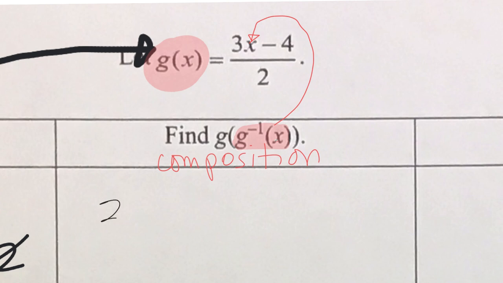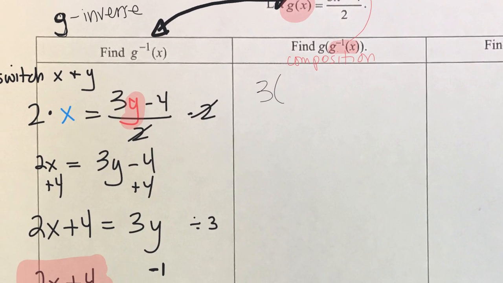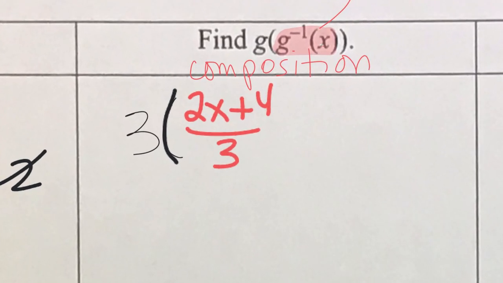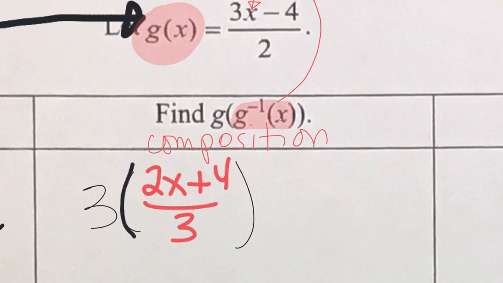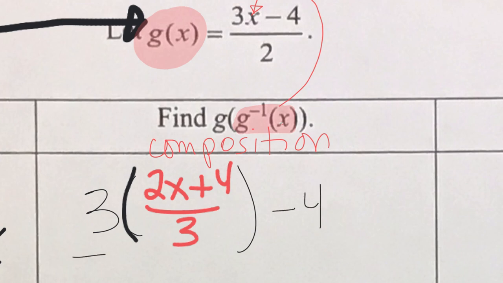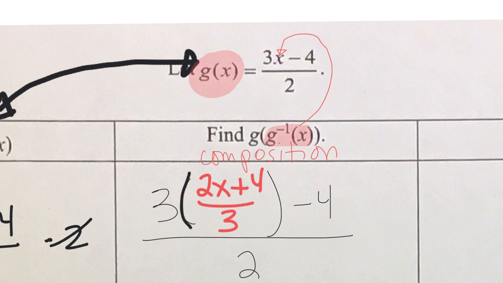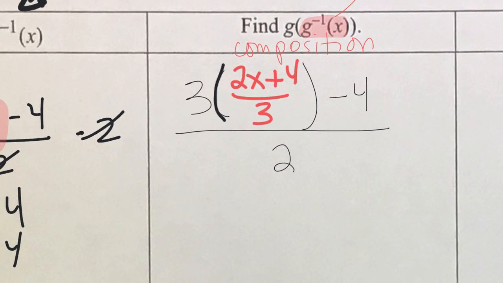So we have 3 times, oh my goodness, what was g inverse? Let's go down here and see. 2x plus 4 over 3. Okay, that's what g inverse was. And then I still have my minus 4, and I have all of this divided by 2. So I am taking my inverse equation from a second ago and replacing x with it.